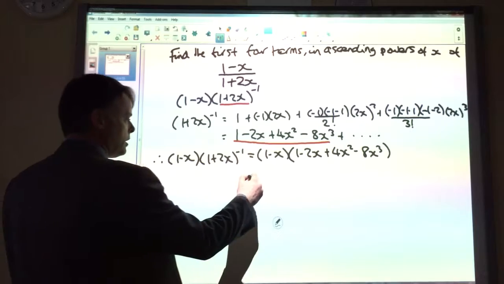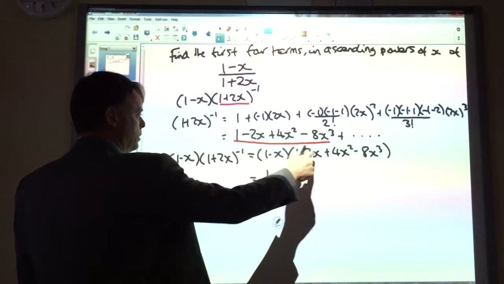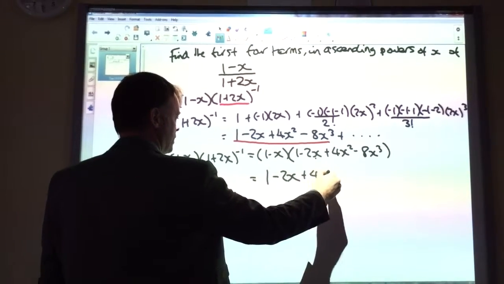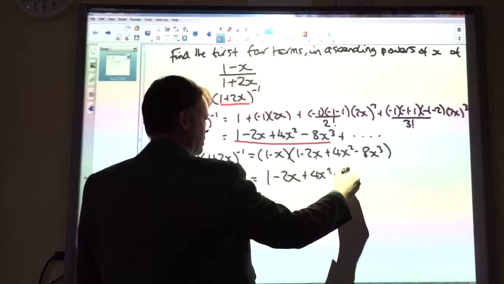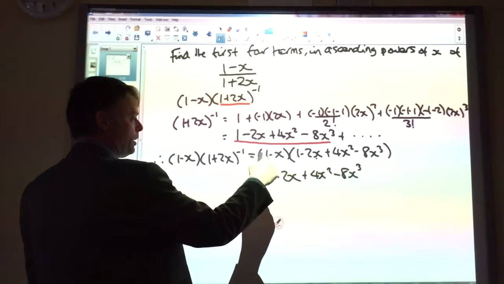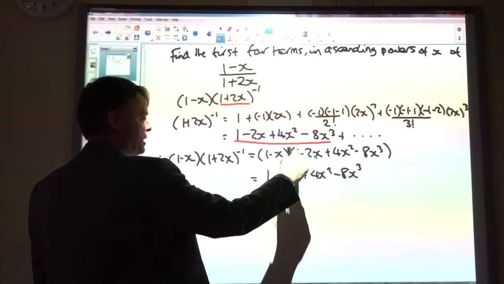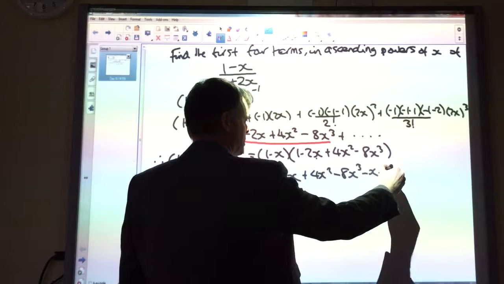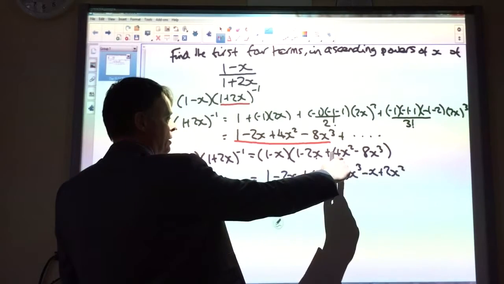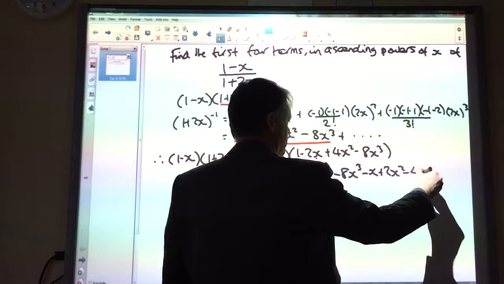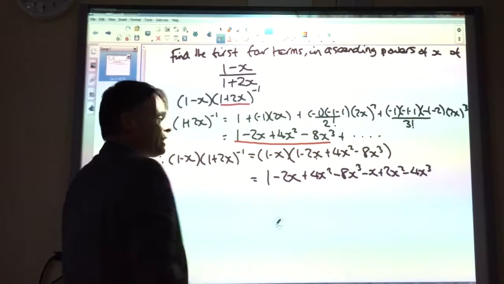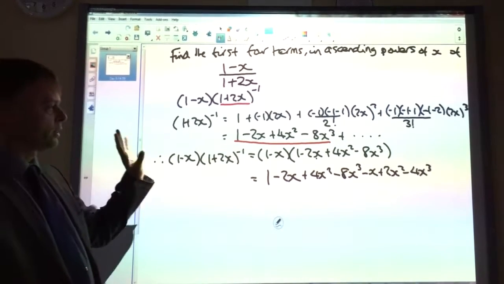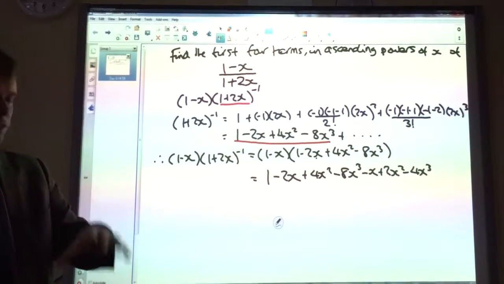So doing the expansion, we've got 1 times 1 is 1, 1 times minus 2x is minus 2x, 1 times 4x squared is 4x squared, 1 times minus 8x cubed is minus 8x cubed, so I've dealt with the 1. Timesing everything by minus x, so minus x times 1 is minus x, times minus 2x is plus 2x squared, minus x times 4x squared is minus 4x cubed, minus x times minus 8x cubed is 8x to the power of 4, but again I'm not interested in that because my first 4 terms will go up to x cubed, so I'm not even going to write that down.